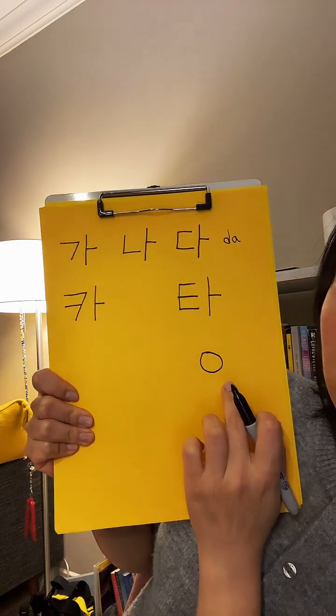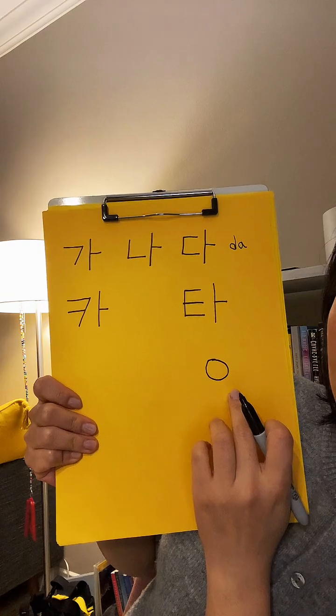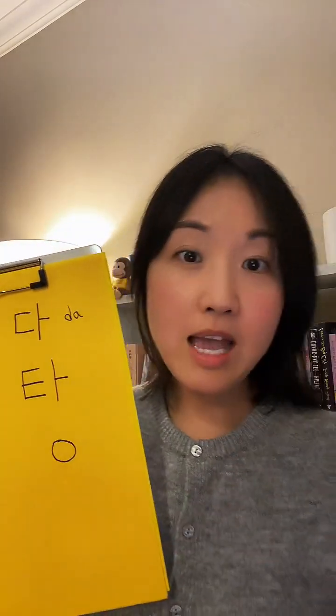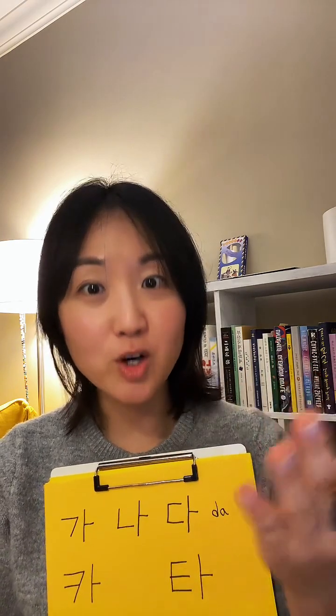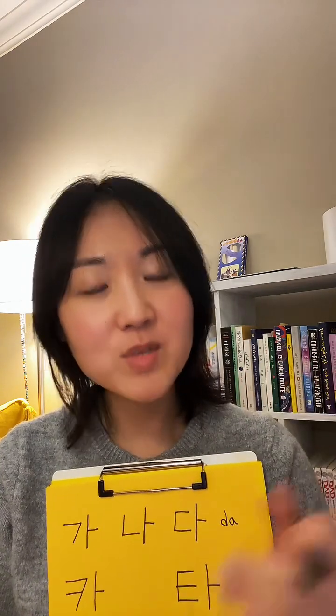So how do you know when to add a space when making a sentence? Oh, good question. You basically add a space between words, just like in English. So if you're saying, I love you, it's I space love space you, right? But in Korean, 나는 space 너를 space 사랑해. Does it make sense?